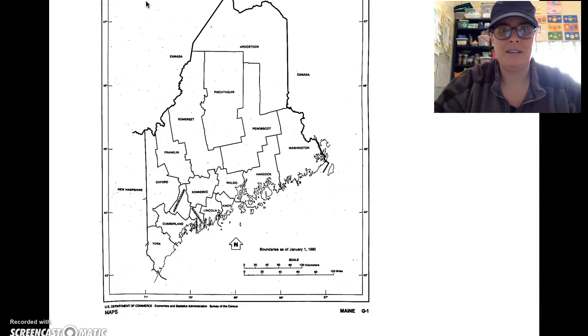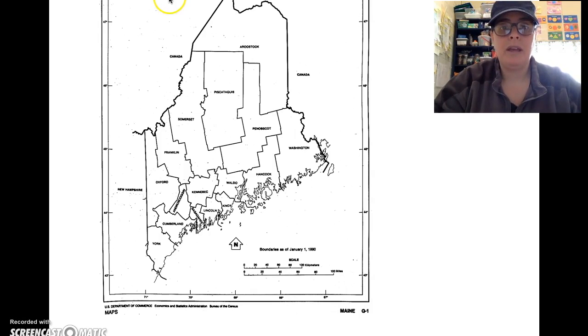Next task. I have given you a picture of the state of Maine. I didn't give you the state. The state doesn't belong to me, and I can't give it to you. So here's a picture of the state of Maine. What I would like you to do is tell me where Rumford is on this map. And I'd like you to mark it with a point.